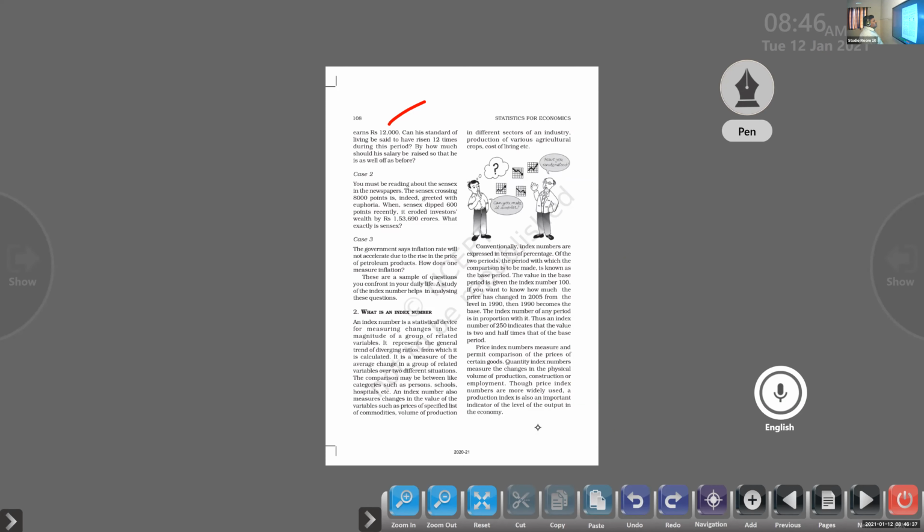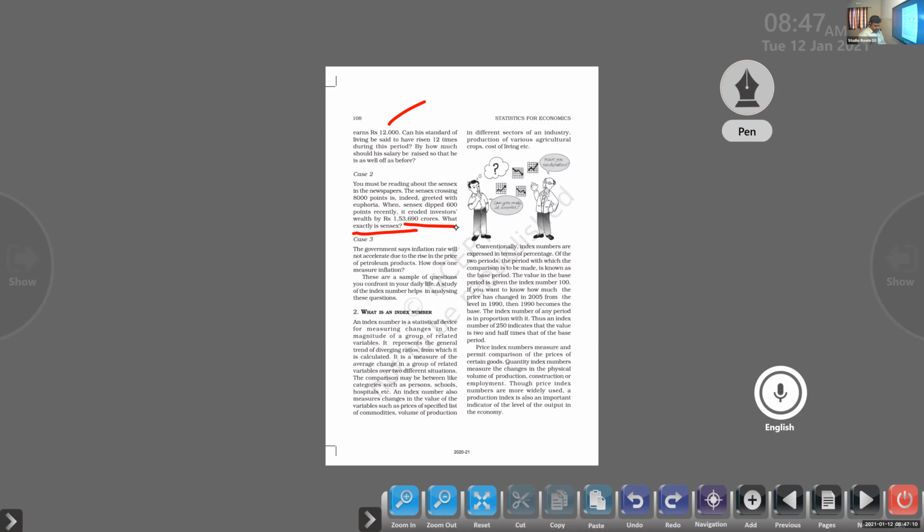Okay. Case 2. You must have been reading about the Sensex. So this is from a newspaper, right? The Sensex crossing 8,000 points is indeed greeted with euphoria, meaning glad and surprise. When Sensex dipped 600 points recently, it eroded the investors' wealth by 1,53,690 crores.